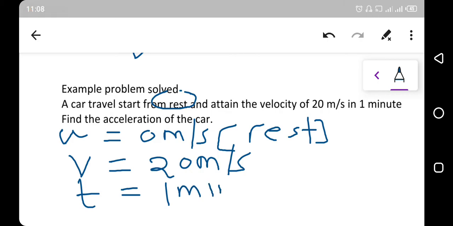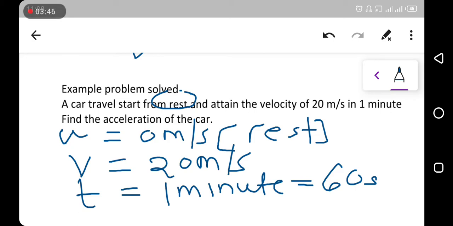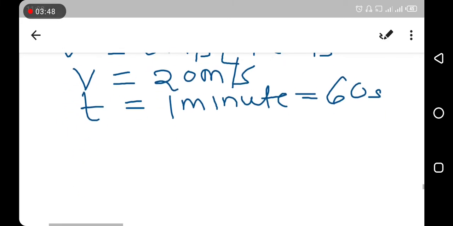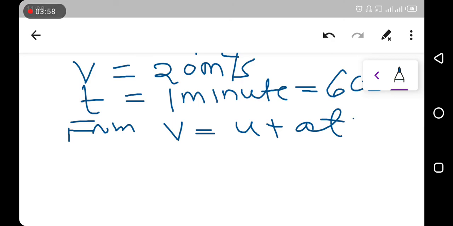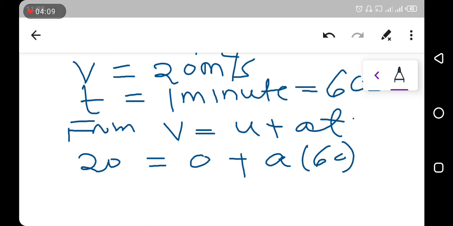The SI unit of time is the second, so we convert 1 minute into seconds, which equals 60 seconds. We are required to find the acceleration of the car. From the first equation, V equals U plus AT. The value of V is given as 20, the value of U is 0, A is unknown, and T is 60.